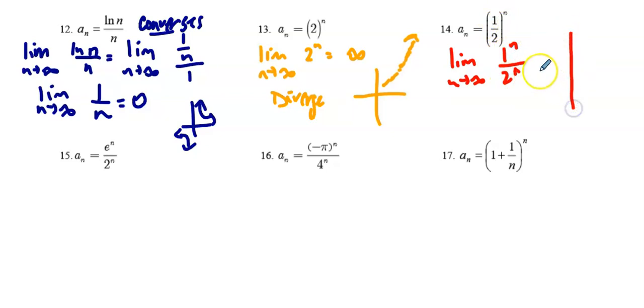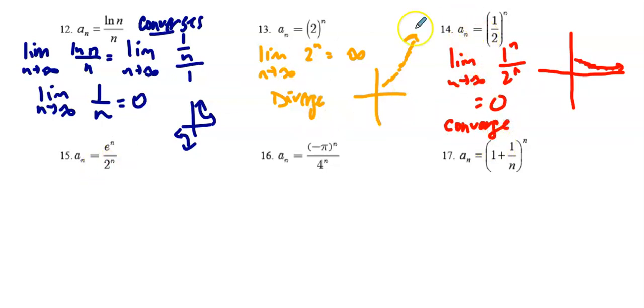So again, you guys can think about it like this. When n equals 1, I'm at 1/2. When n equals 2, I'm at 1/4, 1/8, 1/16, 1/32. You can see again that the denominator is functionally dominant. It is going to infinity faster than the numerator is. So that means that this limit is going to be equal to 0. Therefore, this sequence is going to converge.